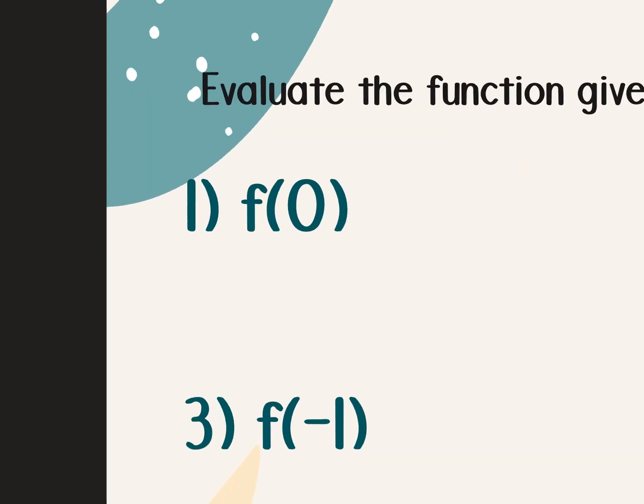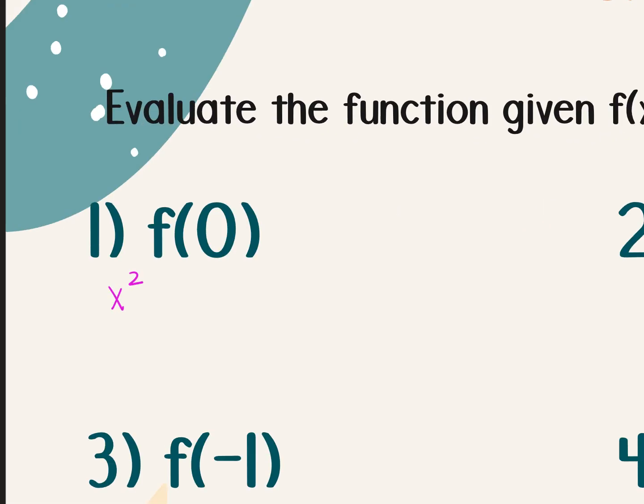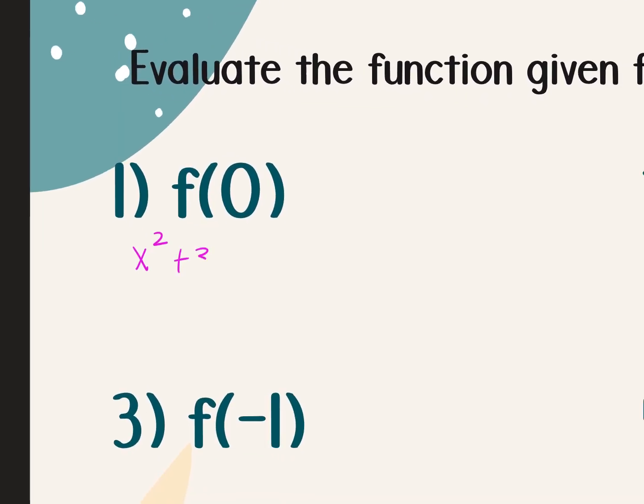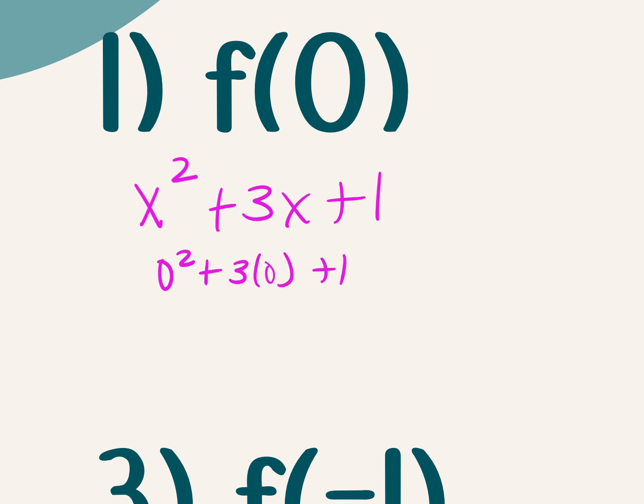So f of 0. I'm going to take the equation that is the f function. So what is it? x squared plus 3x plus 1. They are asking me to evaluate where x is 0. Well, it's f of x, so they want me to take a 0 and put it in where all of the x's are. So you would say 0 squared plus 3 times 0 plus 1. Well, 0 squared plus 3 times 0 is 0, so the answer is 1.